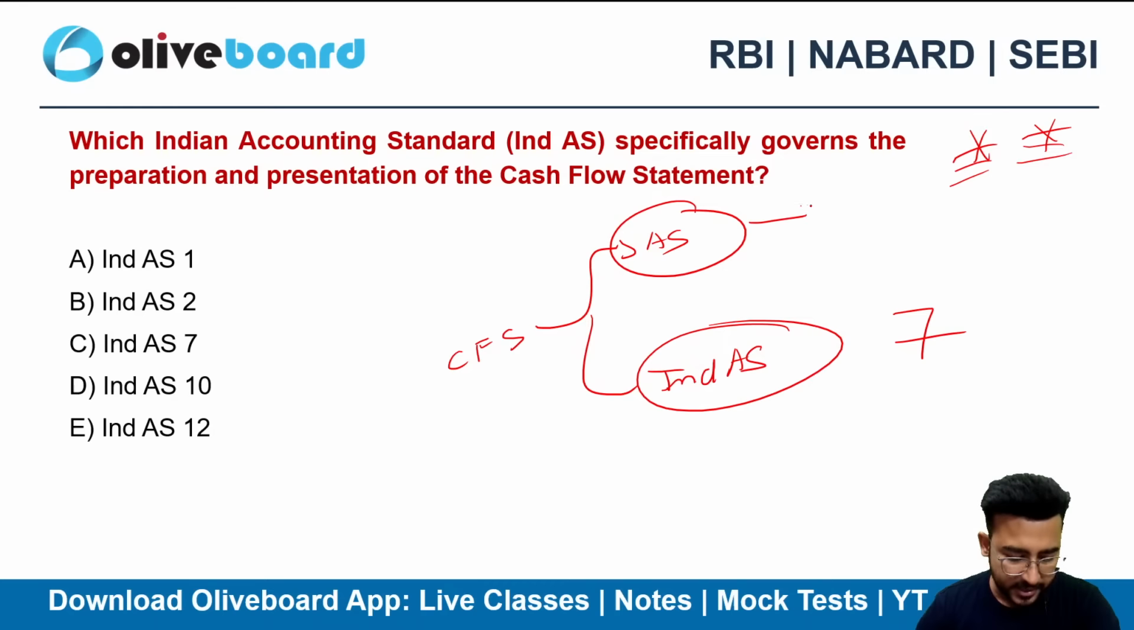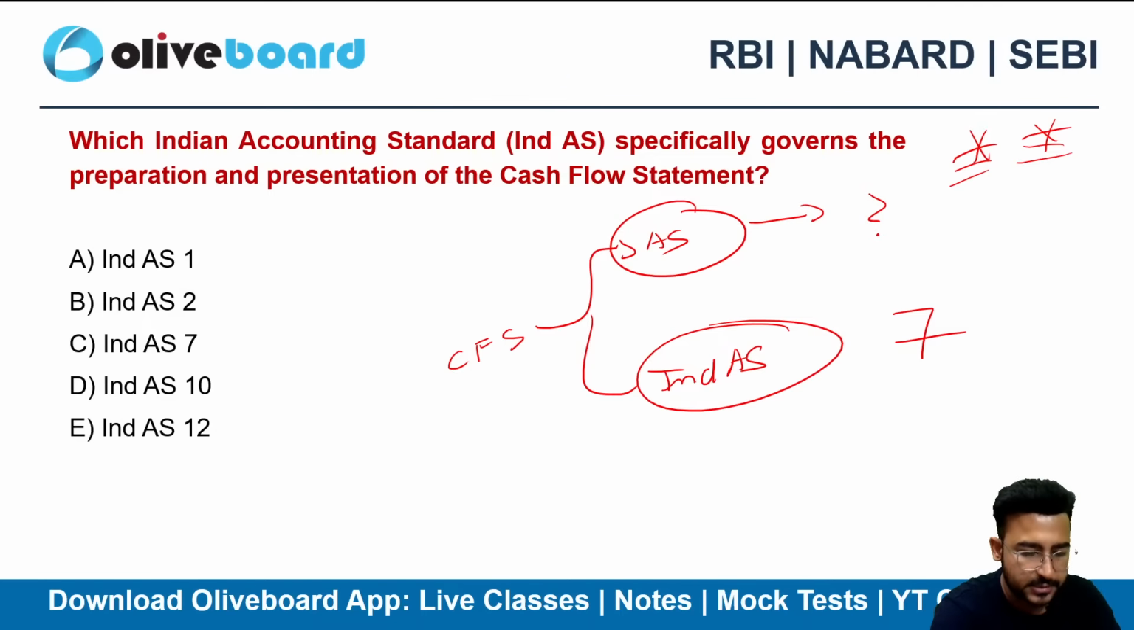The accounting standard is which one? Can you also guys tell me the accounting standard of cash flow statement? Seven is the Indian accounting standard. And what about the accounting standard, guys? No, AS6 is not there as of now. AS6 used to be of depreciation, then AS6 was removed. For depreciation we do have AS10.